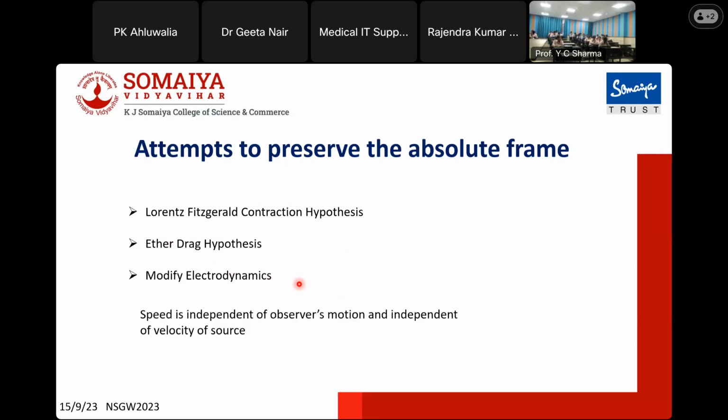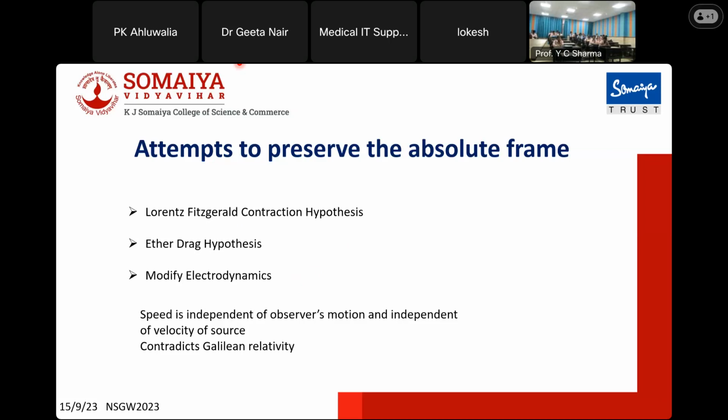So speed is independent of the observer's motion and independent of the velocity of the source. This was actually a great blow to Michelson also, because he was expecting to see some fringe shift, but he couldn't see it. And obviously, these results contradict our Galilean relativity, because Galilean theory says that the speed of light will depend upon the relative motion of the source and the observer.